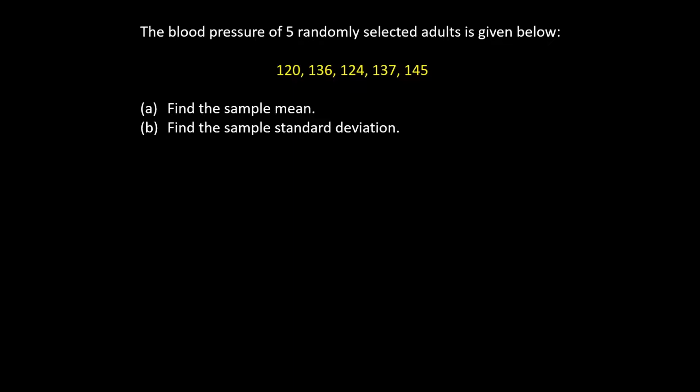You're given a list of blood pressure measurements of 5 randomly selected adults, and the question asks you to find the sample mean and the sample standard deviation. For this demo, we're using a small data set of 5 values to illustrate the idea, but in your homework assignments or projects, you're probably going to encounter data sets of size 10, 20, or larger. Alright, so let's look at how we can find the mean and standard deviation using the TI-84 calculator.